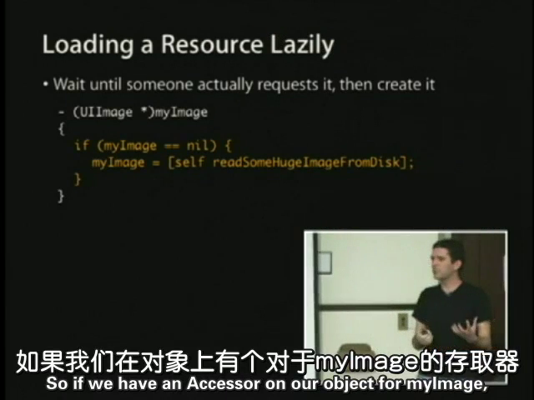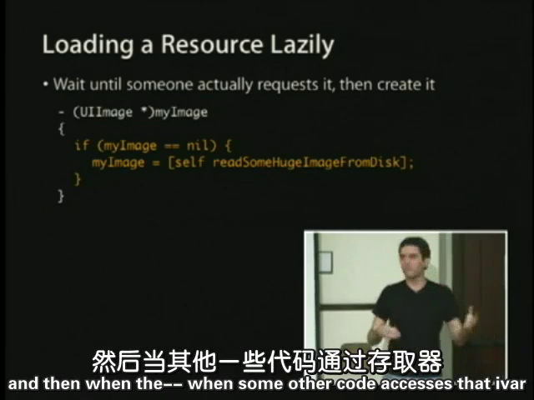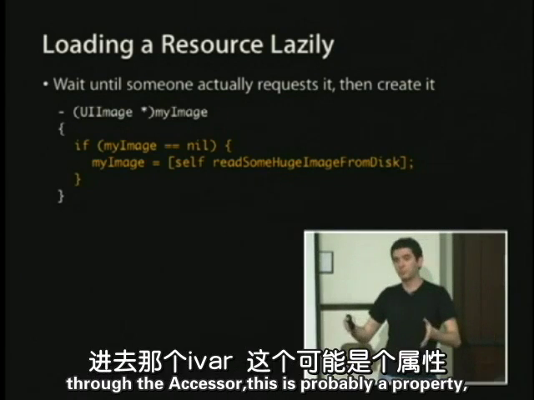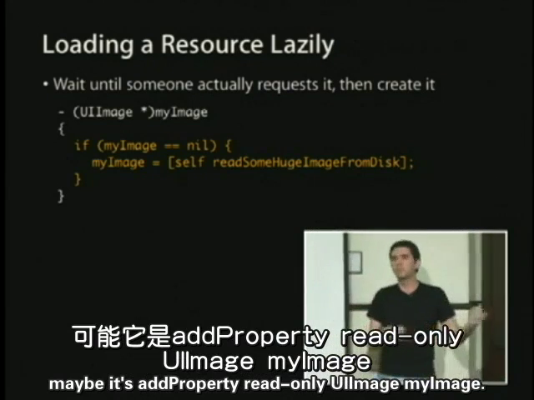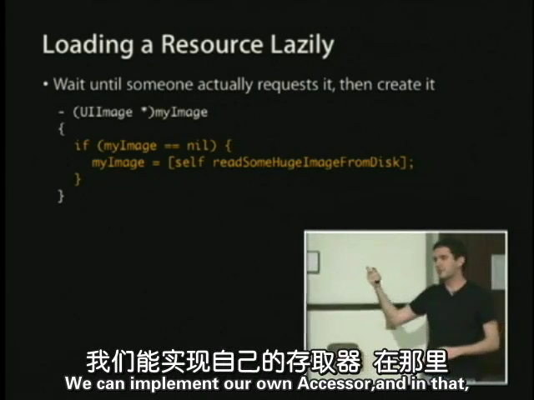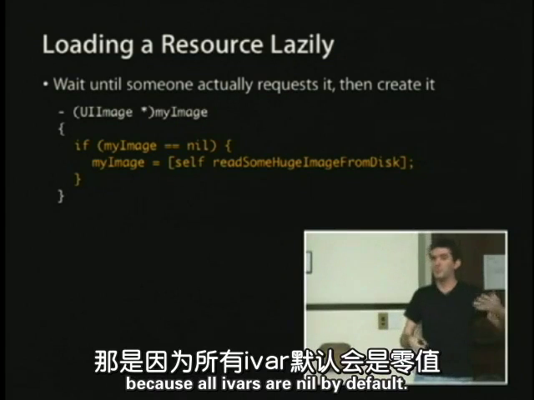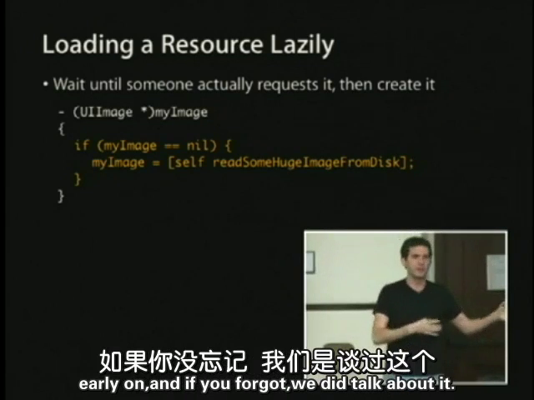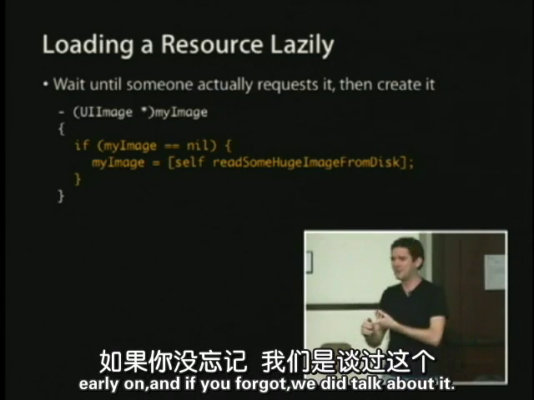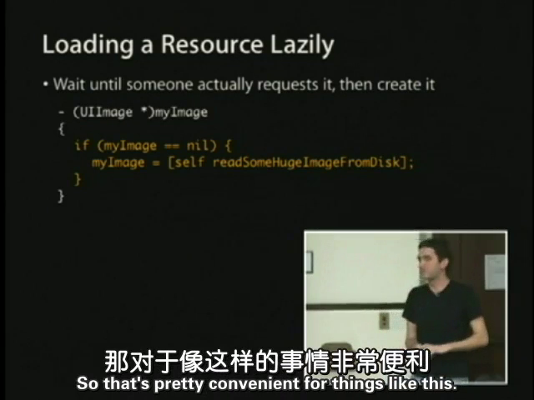So if we have an accessor on our object for myImage, maybe we'll have an ivar called myImage on our object. And then when some other code accesses that ivar through the accessor, this is probably a property, and since we don't have a setter, maybe it's a readonly UIImage myImage property. We can implement our own accessor, and in that, check to see if myImage is nil, which it will be because all ivars are nil by default. We talked about that early on. If you forgot, we did talk about it. Every ivar in your class is initialized as nil, so that's pretty convenient for things like this.